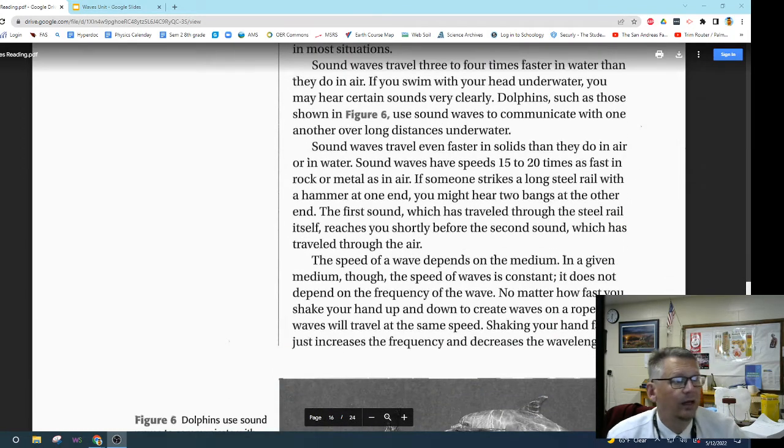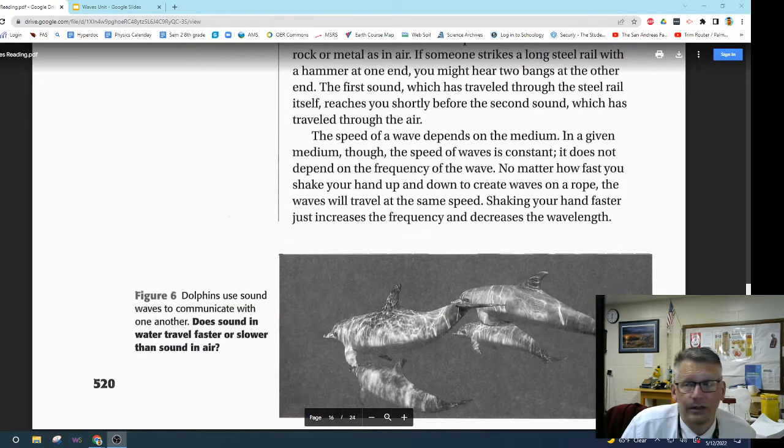The speed of the wave depends on the medium. In a given medium, though, the speed of the waves is constant. It does not depend on the frequency of the wave. No matter how fast you shake your hand up and down to create waves on a rope, the waves will travel at the same speed. Shaking your hand faster just increases the frequency and decreases the wavelength.